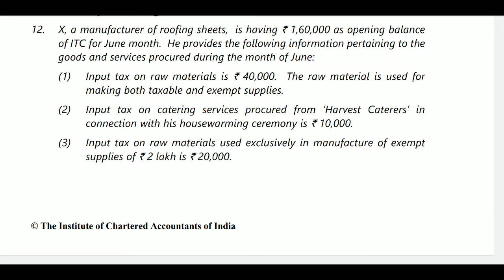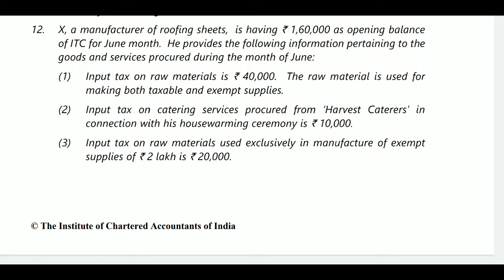So in the month of June, input tax on raw material will be 40,000. 40,000 will be available for raw material, so it is allowable. ITC will be allowable because it is raw material. The raw material is used for both taxable and exempted activity, so it is used for both cases. It is treated as common credit, to be reduced to the extent of exempted supplies.